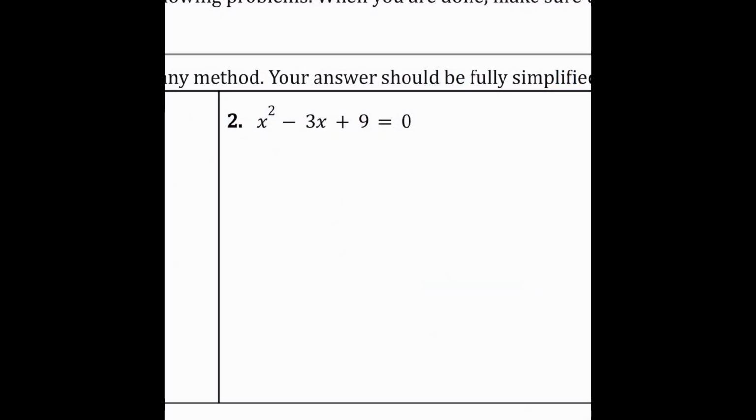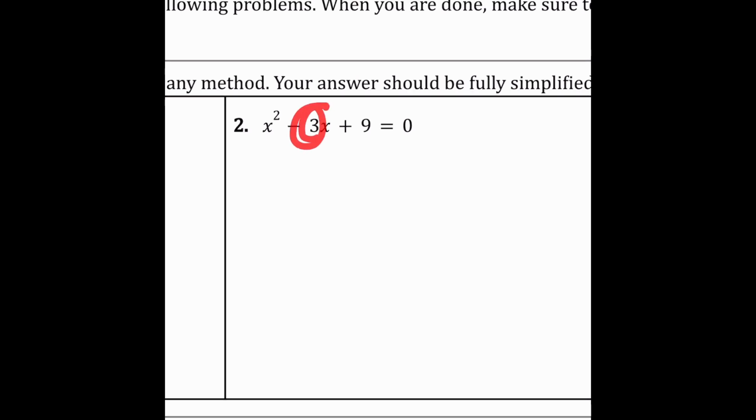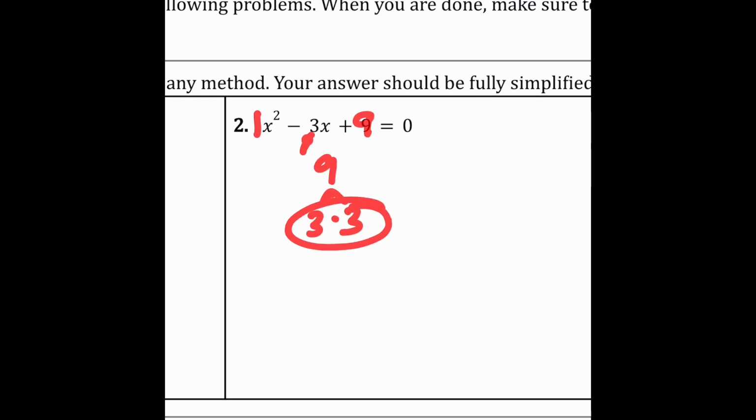Completing the square requires for a to be 1, and that is true, but b to be even, and b is not even, so I'm going to use quadratic formula, because factoring also wouldn't work, because if I take my a value and my c value, I get 9, but my factors would never give me, when I add them up, negative 3. So I'm going to do quadratic formula.